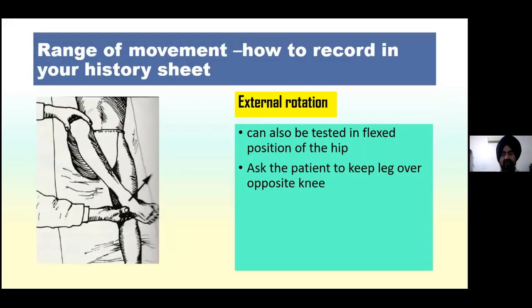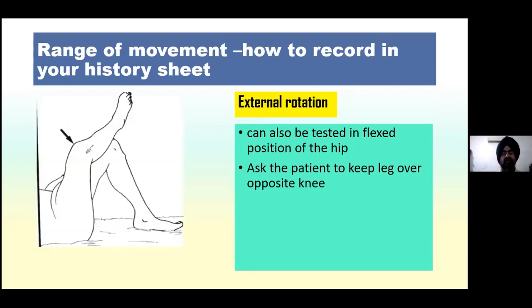We are checking the range of movement of the external rotation. Patient is made to lie supine and the external rotation at the hip is done. It can also be tested in flexed position of the hip, as in this case. Ask the patient to keep the foot over the opposite knee. This is the resting position in most of the normal persons. They relax and lie down in this way. If it is relaxing, it means the external rotation of the hip is fine.